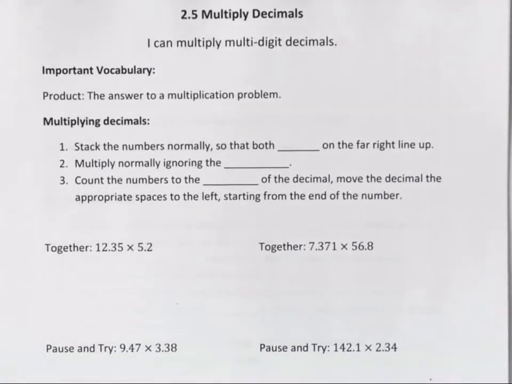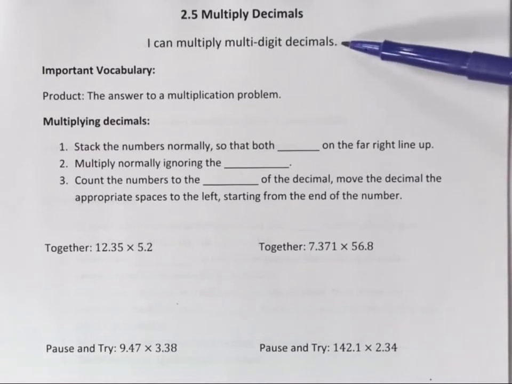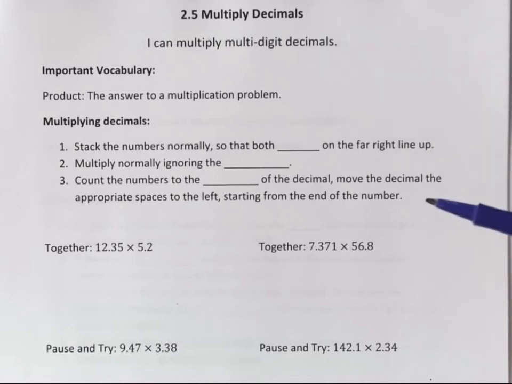All right, today we're going to talk about multiplying decimals, section 2.5. Our goal for today that goes along with our GVC is that I can multiply multi-digit decimals. So last week we talked about how to multiply decimals. We were introduced to this idea. So today we're going to go over some of the basic steps that we need to follow when we are multiplying decimals. We'll practice together and then I'll let you practice on your own.